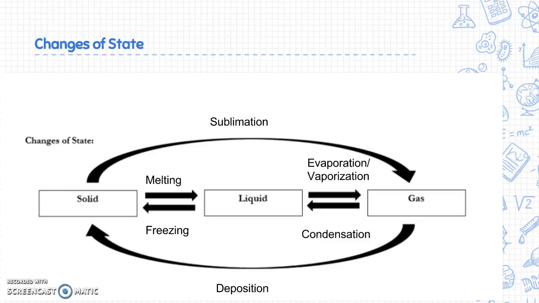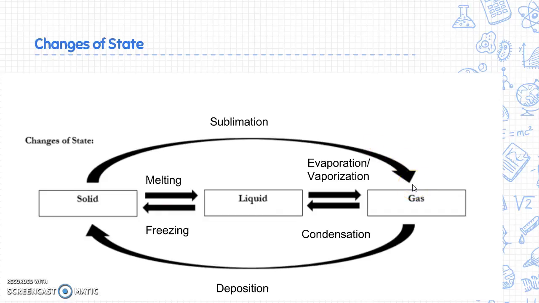In this little diagram in your notes, this is just a review of the names of the changes of state. For example, when you go between a solid and liquid and gas, when you go from a solid to a liquid, we say that it's melting. Going from a liquid to a gas is either evaporating or vaporizing. If you go in the opposite direction, down here, gases becoming liquids, that's condensation. And liquids going to solids is called freezing.